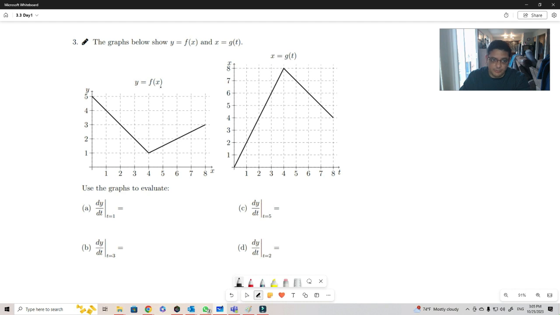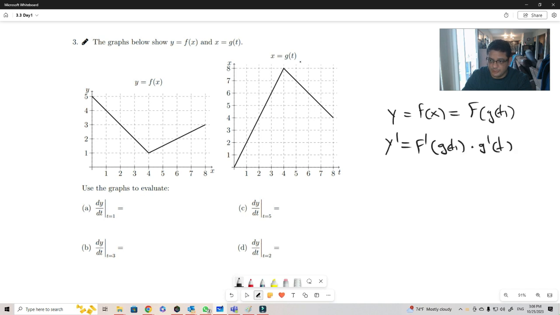Notice that y equals f of x and x equals g of t. So what we're really going for is a function y equals f of x, but x is g of t, so it's f of g of t. If we apply the chain rule, this will be f prime composed with g of t, the inner function, times the derivative g prime of t.